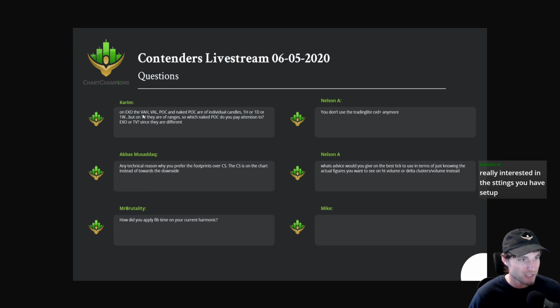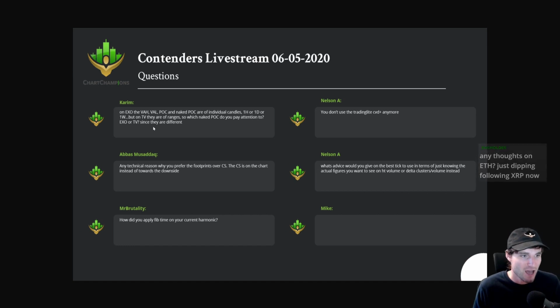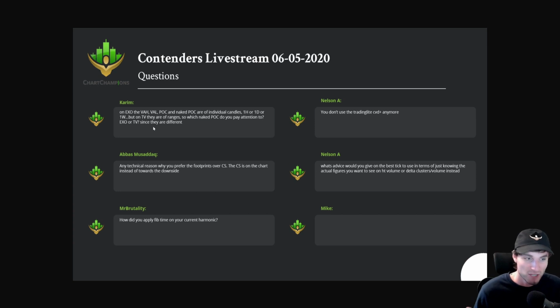Okay, yeah, so obviously the value area high, value area low, point of control, and naked point of controls are of individual candles, 1 hour, 1 day, or 1 week, but they're all of ranges. So naked point of controls do pay attention to. Obviously, this is so dependent on context, okay? So I'm going to be more interested in a 1 week point of control if I'm looking for a really long-term swing trade, and I'm going to be interested in like a 15-minute naked point of control if I'm a day trader. So I can't just say I'm only looking at the weekly, because I look at all of them, and it depends on the time frame that I'm trading on, really.